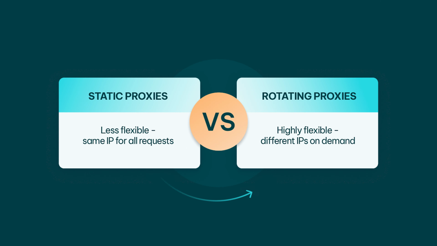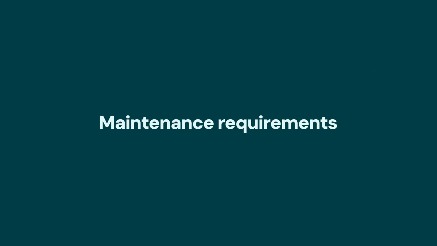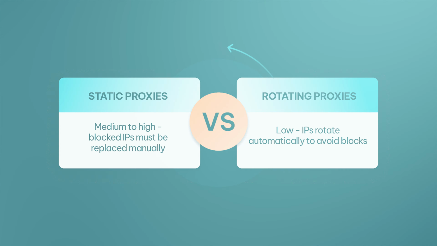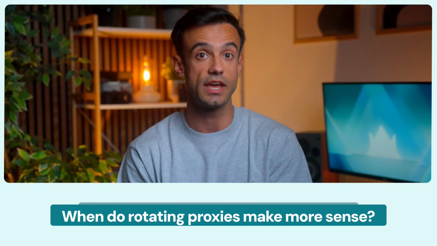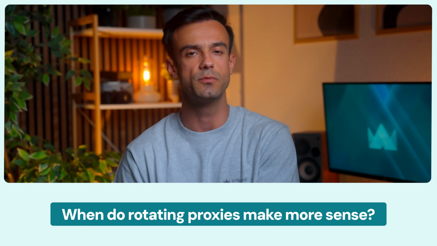Flexibility. Rotating proxies are ideal for switching IPs automatically, while static proxies are better when you need consistency over variety. Maintenance requirements. Static proxies need more maintenance when IPs get flagged. On the other hand, rotating proxies handle this for you with automatic switching. So when should you use static proxies, and when do rotating proxies make more sense?